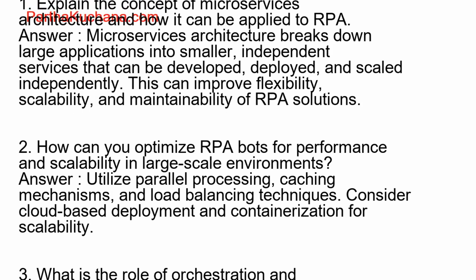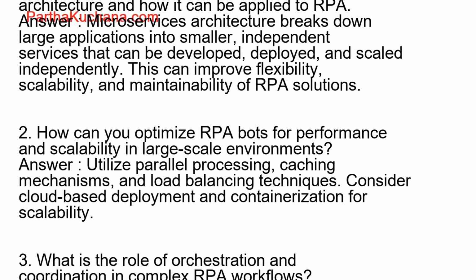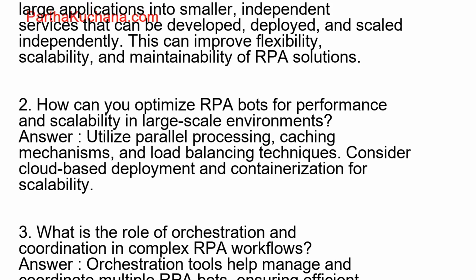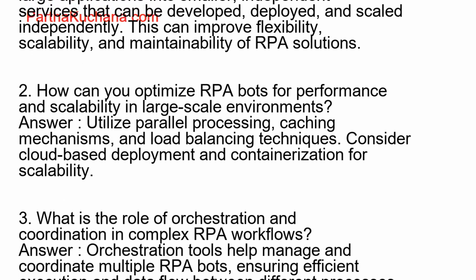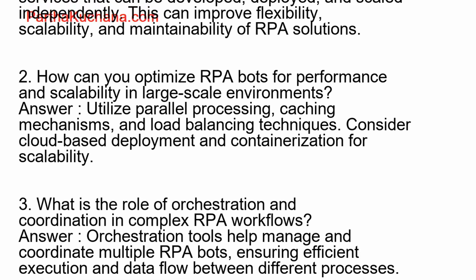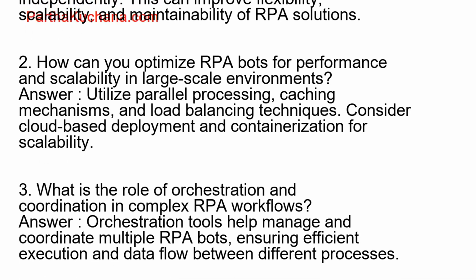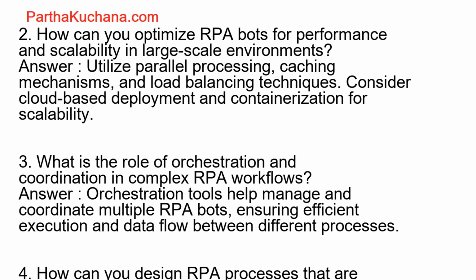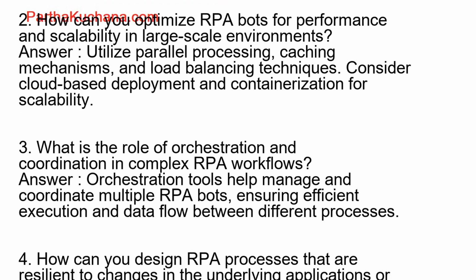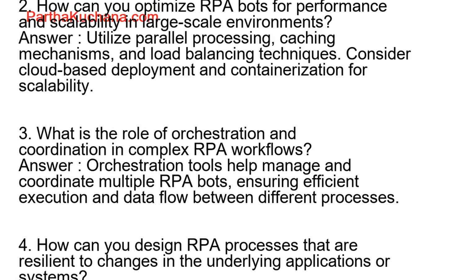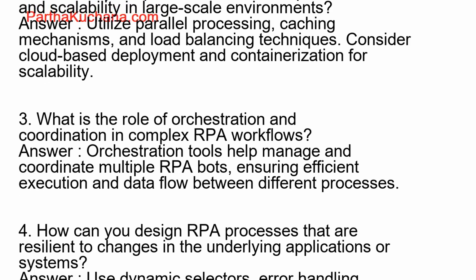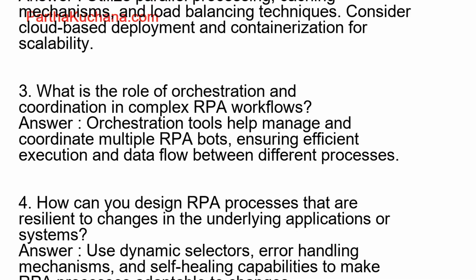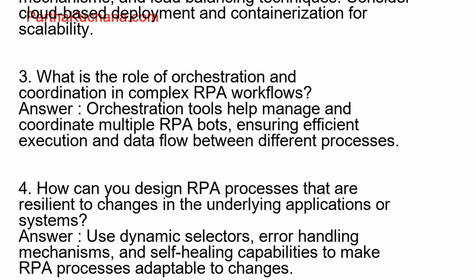4. How can you design RPA processes that are resilient to changes in the underlying applications or systems? Answer. Use dynamic selectors, error handling mechanisms, and self-healing capabilities to make RPA processes adaptable to changes. 5. What is the difference between a process map and a flowchart? Answer. A process map is a high-level overview of a process, while a flowchart provides a detailed step-by-step representation.